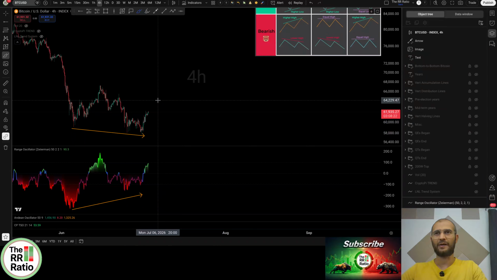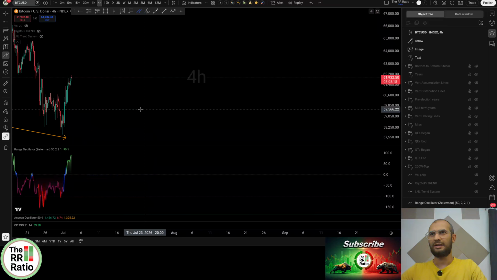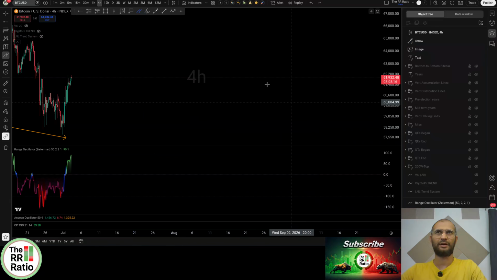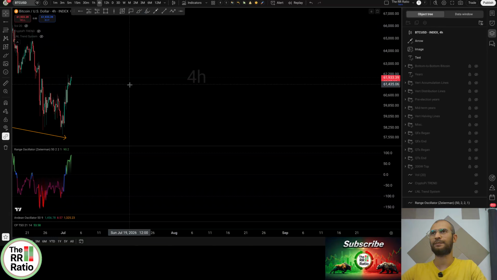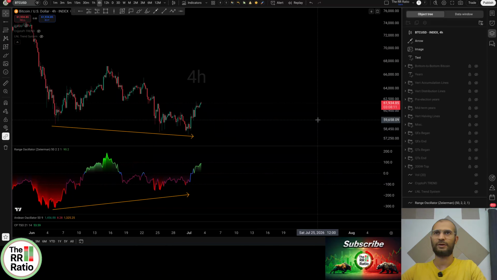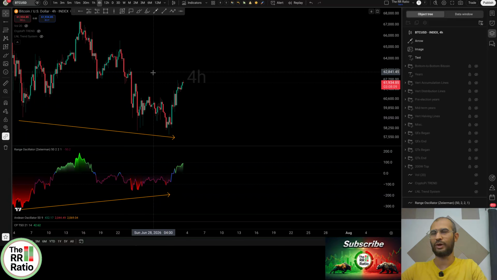So how far can it go? That is the question, right? And here we bring in the order block idea, where we try to see where the break of structure happened. So one of the breaks of structure was here.